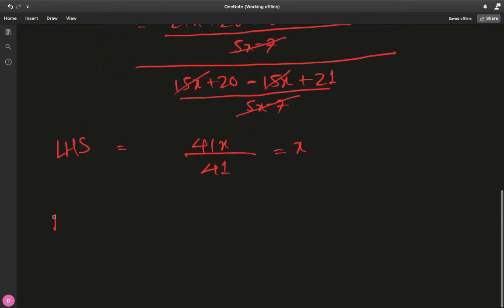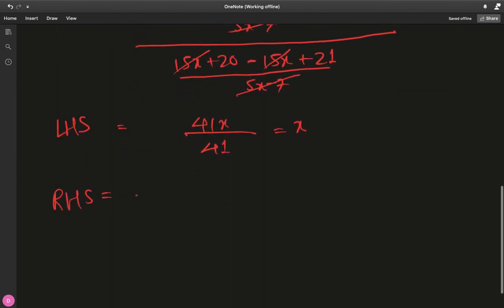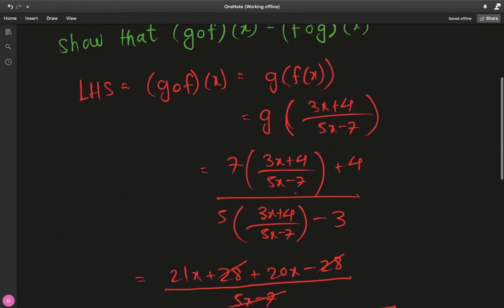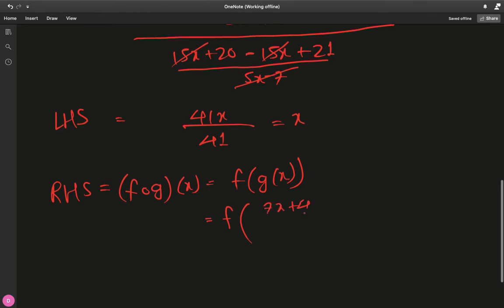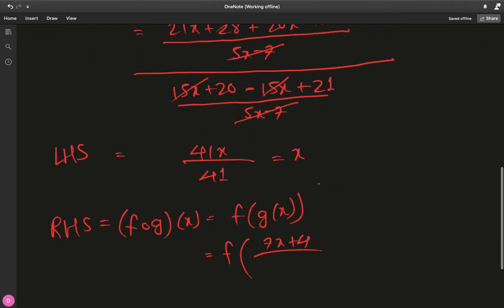Now let's look at the right hand side. It's f composed of g of x. So f of g of x. So in place of g of x, we just substitute its definition. 7x plus 4 divided by 5x minus 3.